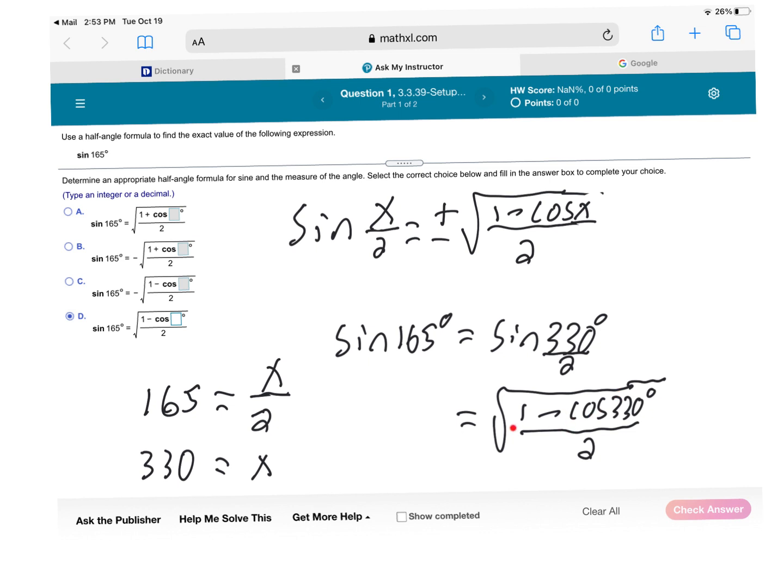Then they may ask you to simplify this. And they want the exact value.